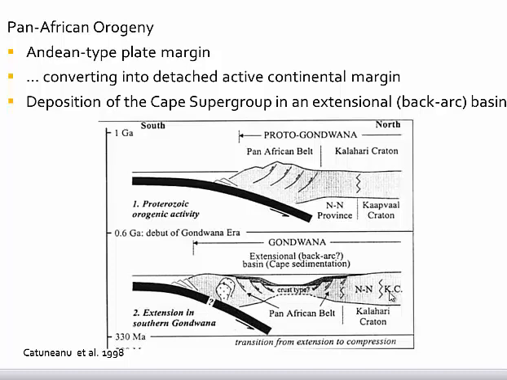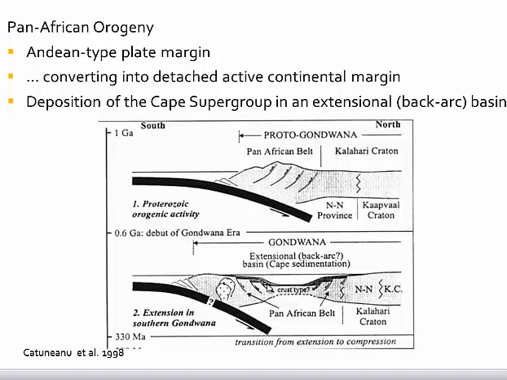The southern part of this Kalahari Craton and Pan-African orogenic belt is undergoing extension, and this forms a sedimentary basin. Into this basin, the Cape Supergroup is deposited. And this is the material that later will be deformed and metamorphosed during the Cape Orogeny, and that is the event that we actually want to talk about.